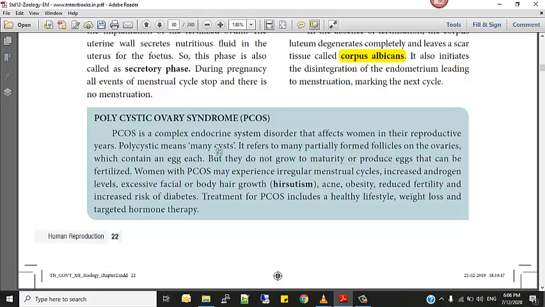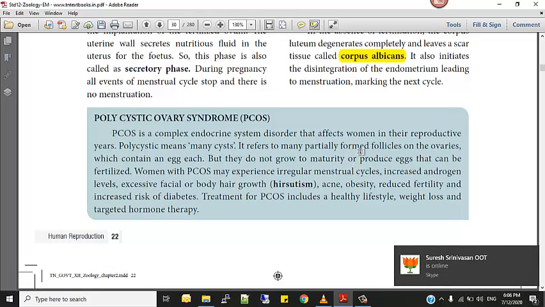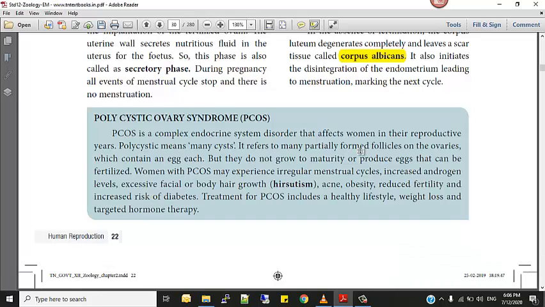Okay, follicles on the ovaries each contain an egg, but they do not grow to maturity or produce an egg. So that follicle, you know, we just saw now: from the follicle, only Graafian follicles will transform into an egg, isn't it? Ovum, by mitotic division and meiotic division. But unfortunately, some of the follicles do not mature and they do not produce an egg. In turn, they will be in the form of a cyst. And this is what we call polycystic ovary syndrome.